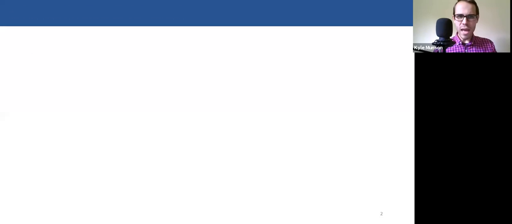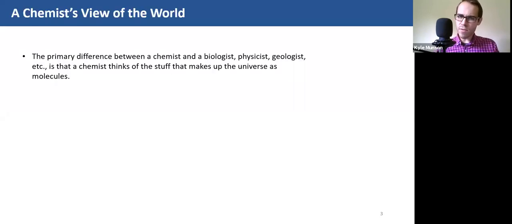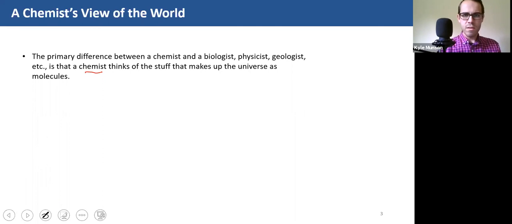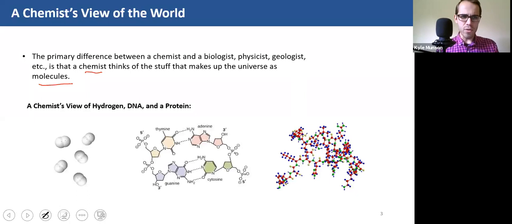So a chemist views the world differently than a biologist or a geologist, in that primarily a chemist thinks of the stuff that makes up the universe in terms of molecules. Okay, so a chemist thinks of molecules. Whereas a biologist would think of an organism or a cell, a chemist is more interested in the molecules that make up that organism or that cell. So here's a few examples.